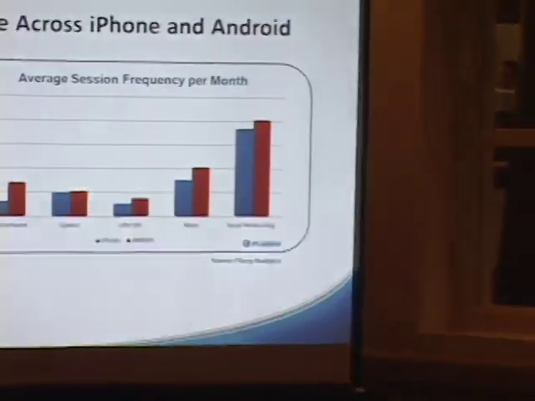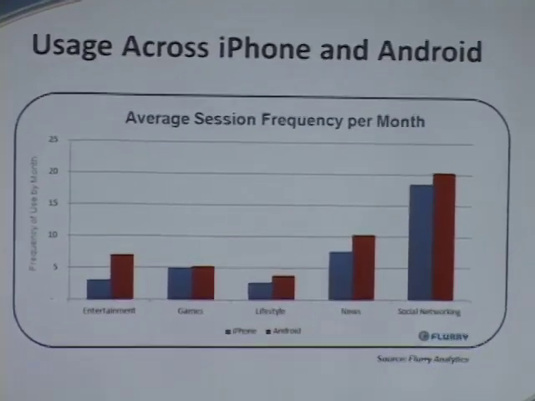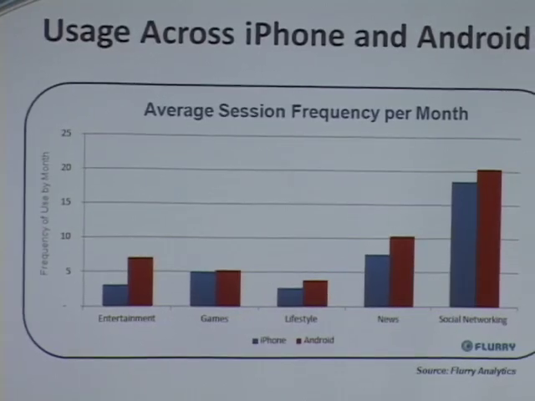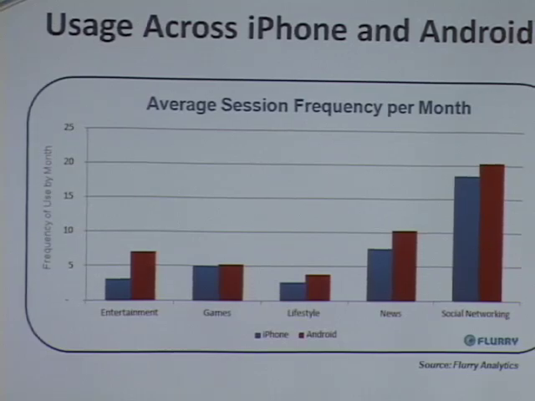So back to talking about usage metrics across the different platforms. Right now, you can see on these various categories, the entertainment category is a little bit higher frequency of use on Android. Games are about the same, lifestyle similar, news. Social networking, as far as session frequency, is obviously a lot higher. And while we don't release any individual developer data, we can tell you that Facebook is not working with us, so that would probably skyrocket, to be honest, if that was the case.